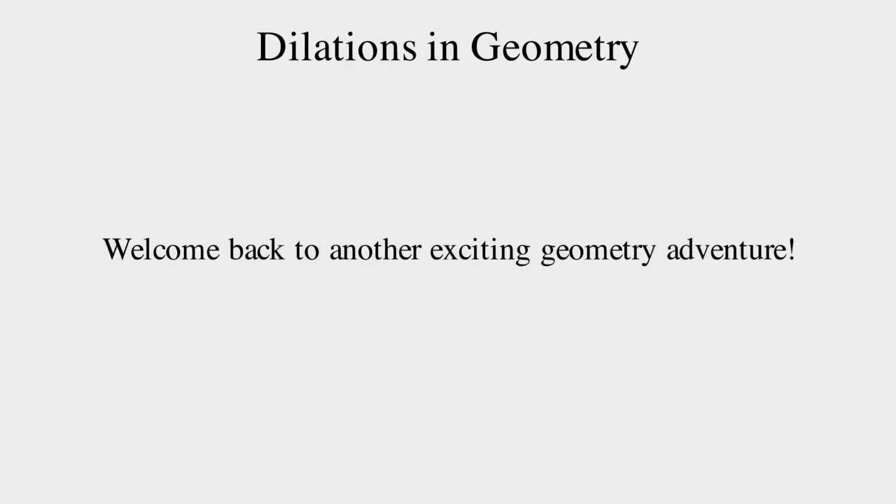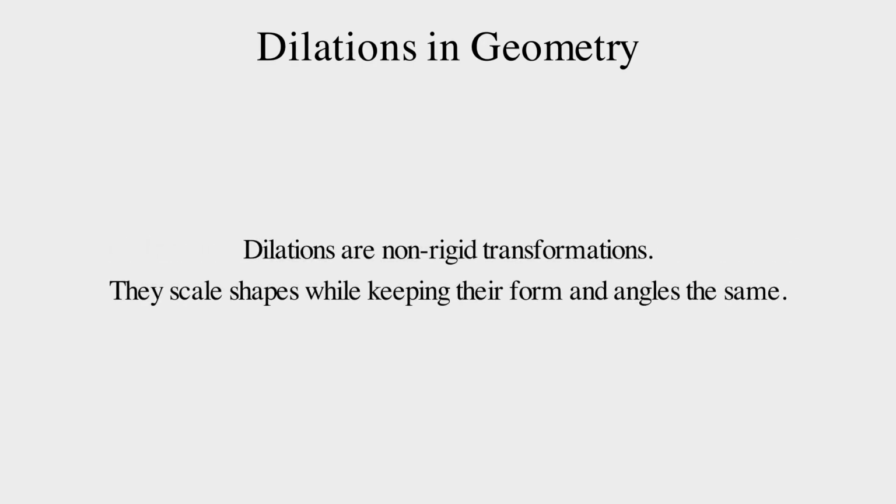Today, we're exploring dilations, a special type of transformation that changes the size of shapes. Dilations are non-rigid transformations. That means, unlike translations, rotations, or reflections, dilations do not keep the shape the same size. Instead, dilations scale shapes, making them bigger or smaller, while keeping their overall form and angles the same.